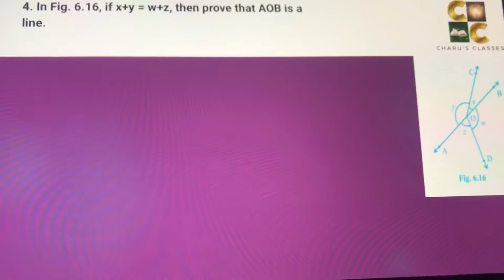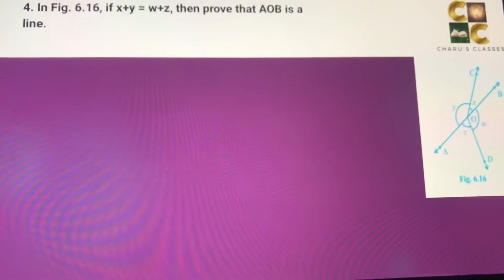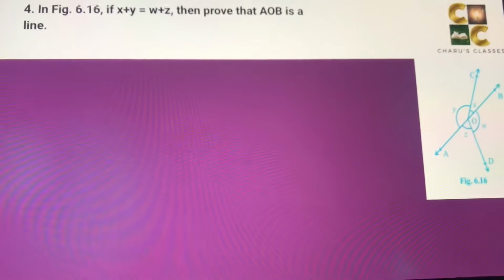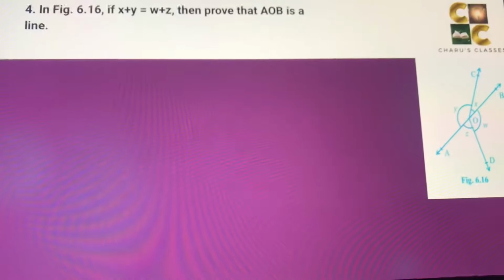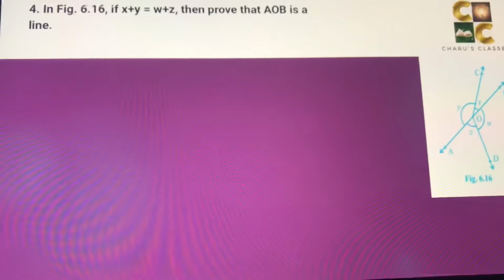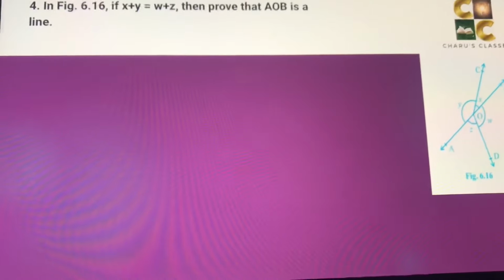Question number 4. In figure 6.16, if x plus y is equal to w plus z, then prove that AOB is a line. Whenever they ask you to prove that something is a line and some angles are given, if we are able to prove that on one side of that line the sum of angles is 180 degrees, we can easily prove that it is a line.